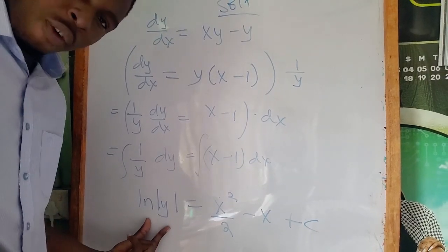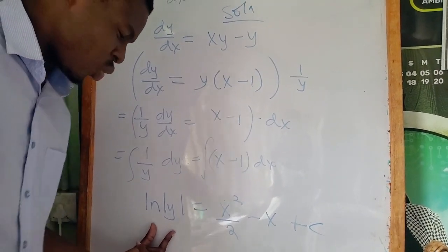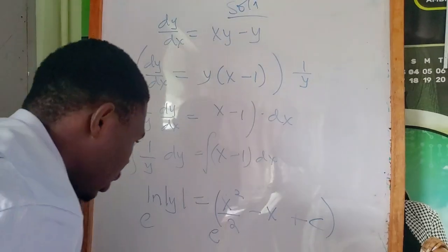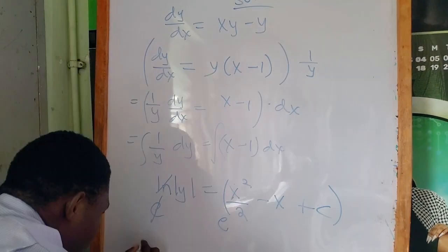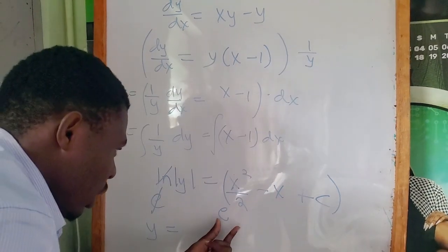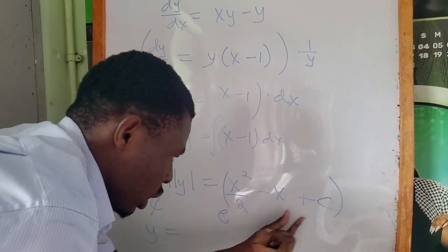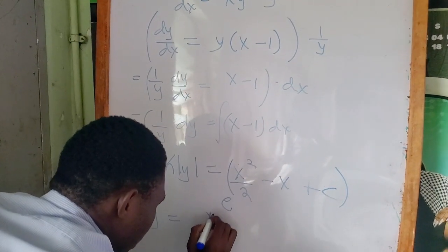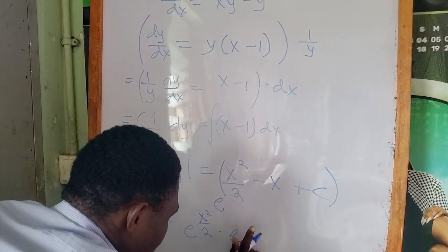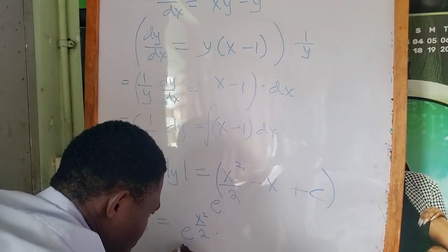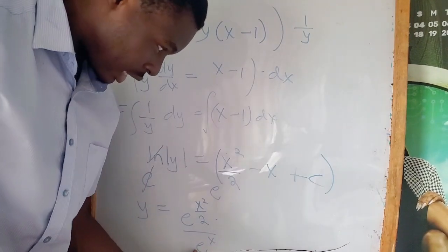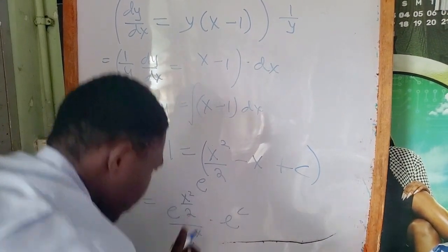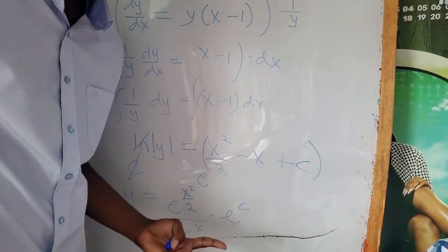Okay, now we are looking for y, not ln of y. What do we do? We take e of both sides. Now e is raised to this whole thing, so e will cancel the ln, leaving us with y equal to e to the x squared divided by 2 minus x plus c. We can apply our laws of indices, which will be e to the x squared divided by 2 times e to the negative x, times e to the c. Now e to the c is just another constant.